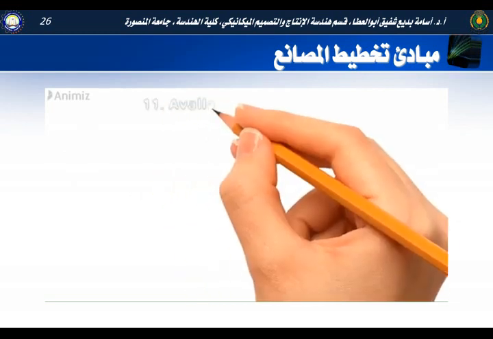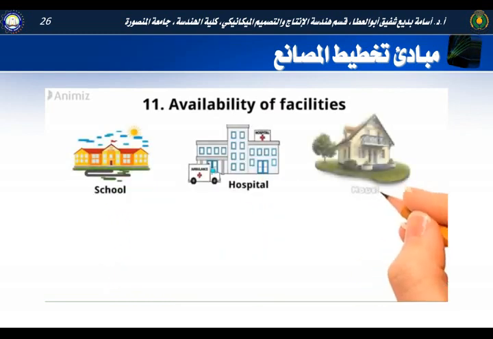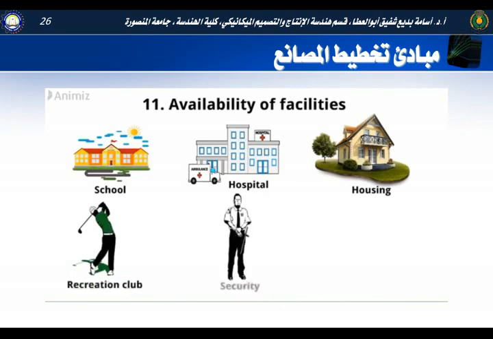11. Availability of facilities. Availability of basic facilities such as schools, hospitals, housing, recreation clubs, security, etc. can motivate the workers to stick to the jobs. Success of an industry depends very much on the attitude of its workers, so while selecting the plant location, the organization must give preference to other facilities also.